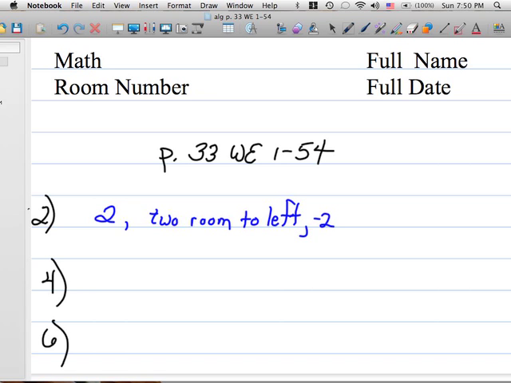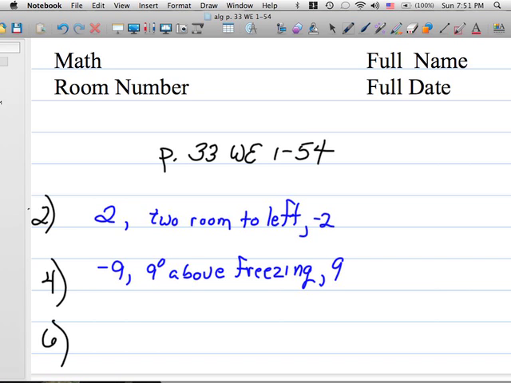Number 4, 9 degrees below freezing. So 9 degrees below 0, that would be on a thermometer, that would be negative. So it would be negative 9. And the opposite of 9 degrees below freezing would be 9 degrees above freezing. Freezing being 0 degrees. So that would be a positive 9.